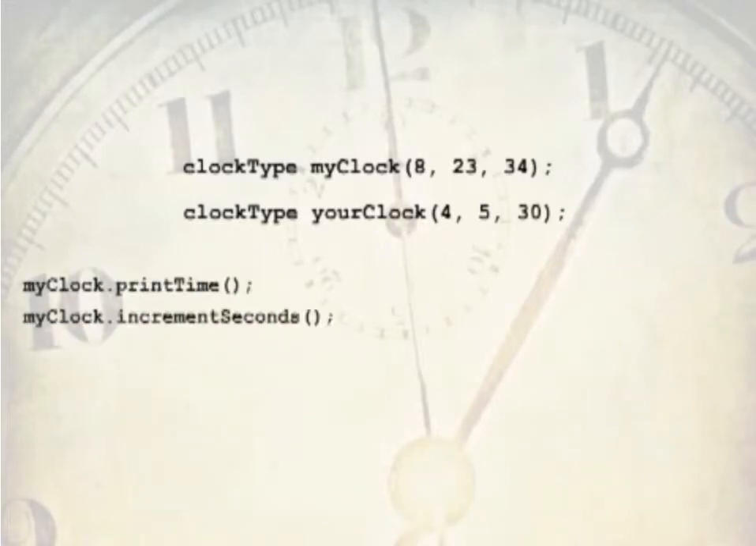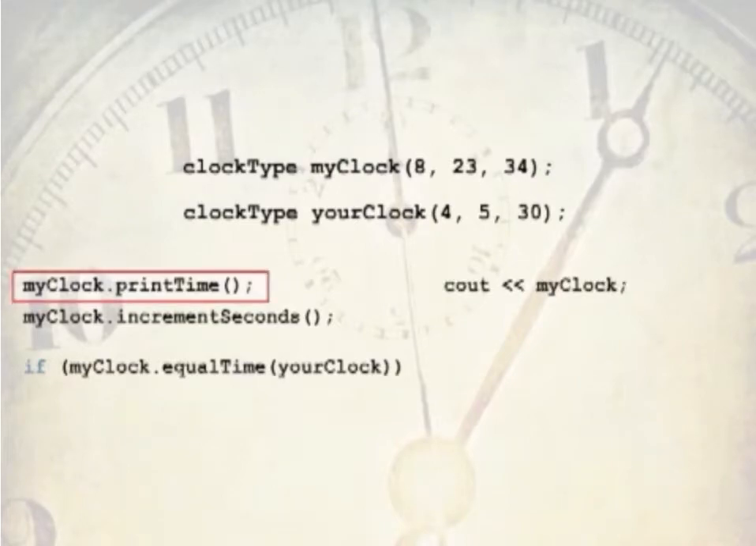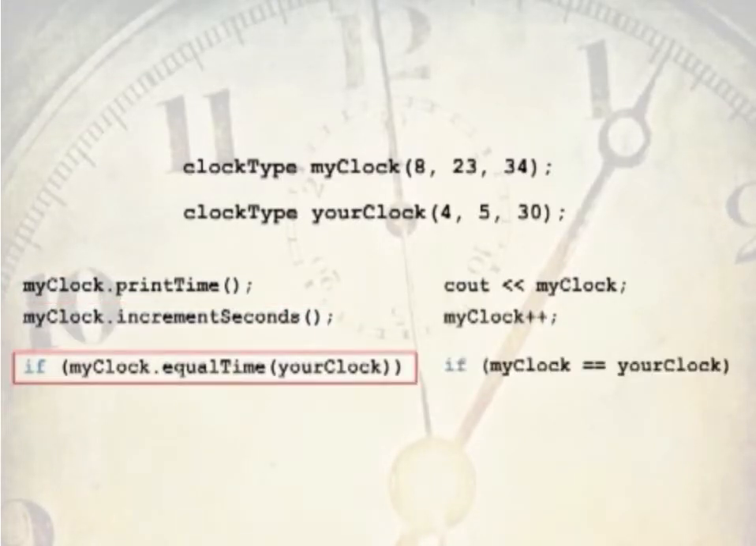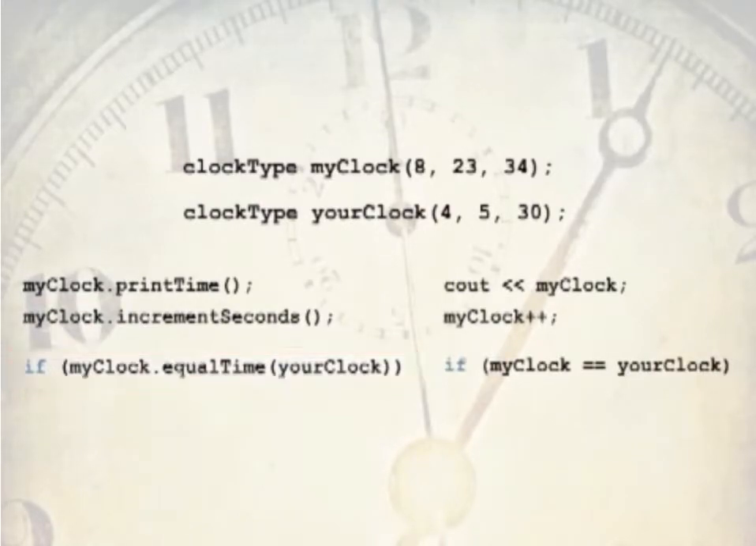Now consider the following statements. The first statement prints the value of myClock in the form hour, minute, second. The second statement increments the value of myClock by 1 second. The third statement checks whether the value of myClock is the same as the value of yourClock. These statements do their job.